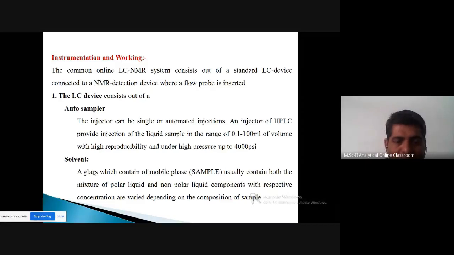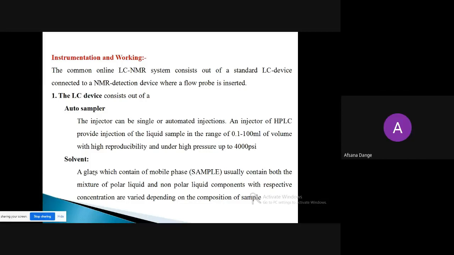Can you give me the example of polar liquid and non-polar liquid? Sir, hexane, non-polar.